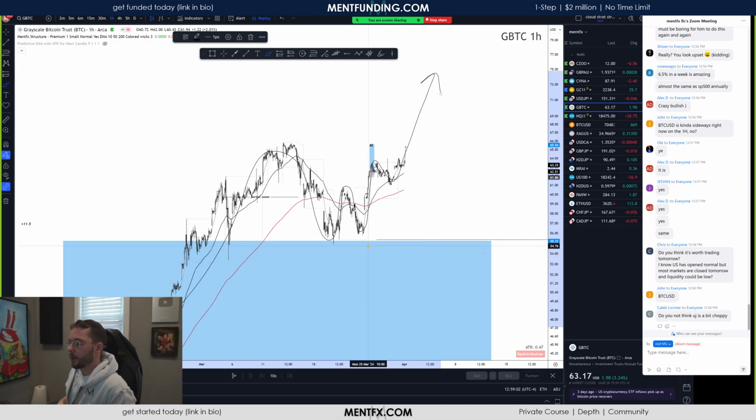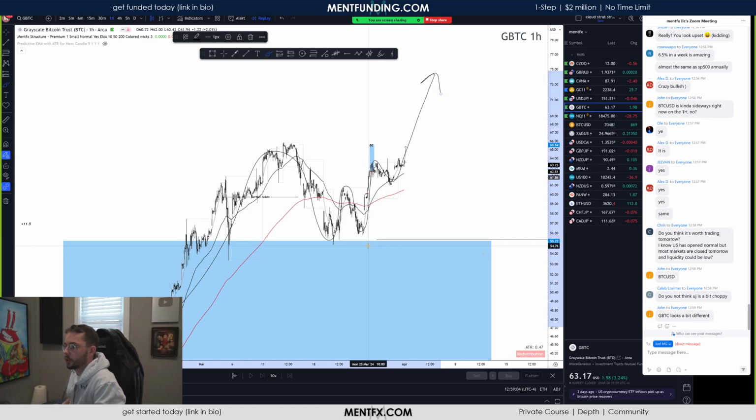Do you think it's worth trading tomorrow? I know the US is open normal, but most markets are closed tomorrow and liquidity could be low. Just depends on the move. If it is open tomorrow and it's clear, I'll take it.